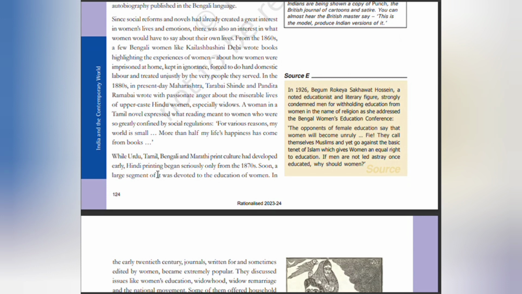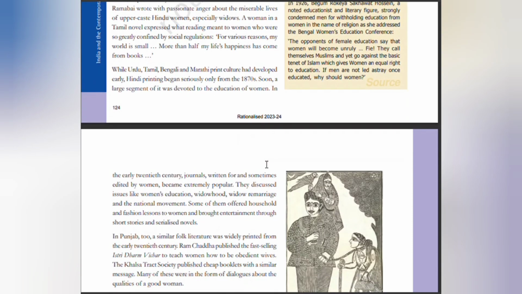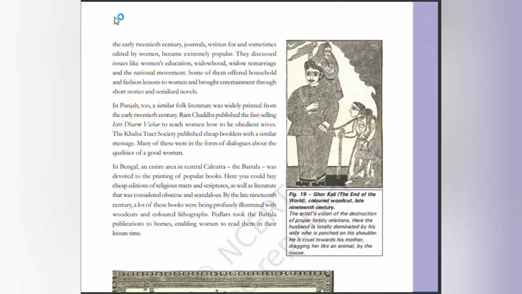While Urdu, Tamil, Bengali, and Marathi print culture had developed early, Hindi printing began seriously only from the 1870s. Soon a large segment of it was devoted to the education of women. In the early 20th century, journals written for and sometimes edited by women became extremely popular. They discussed issues like women's education, widowhood, widow remarriage, and the national movement. Some of them offered household and fashion lessons to women and brought entertainment through short stories and serialized novels.